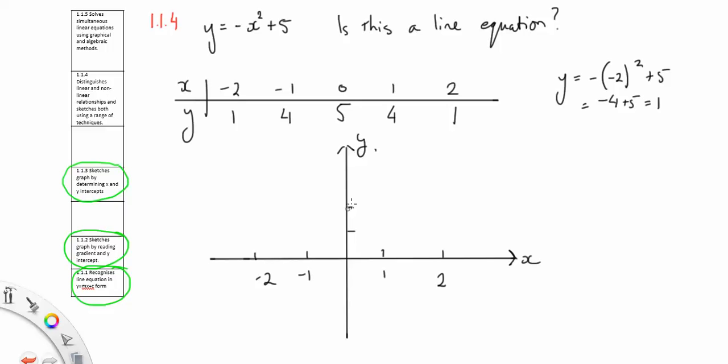Okay, you've got -1, -2, 1, 2, and then you're going up to 5. So I might go 1, 2, 3, 4, 5. Let's see. We have -2, 1, -1, 4, 0, 5, 1, 4, 2, 1. Now when you join those up, it actually forms... oh, that's wonky. Let's try again. It forms a parabola. So it's a curve.